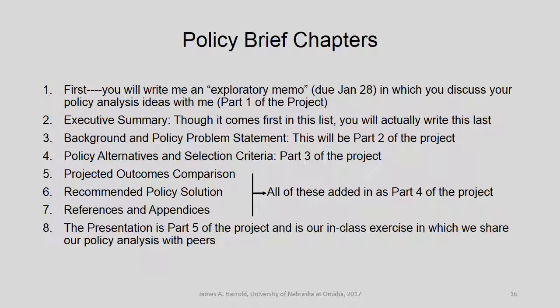The first thing you're going to give me, which is part 2 of the project, is the background and policy problem. So we talked about how you define this policy problem. That's what you're going to do first. This is after we've decided on your project. So you're going to start out with the problem statement, and then part 3 is you're going to do the alternatives and criteria selection. And then finally, part 4, you will add in the outcomes comparison, the policy solution, and any references and appendices. And these are all part 4.